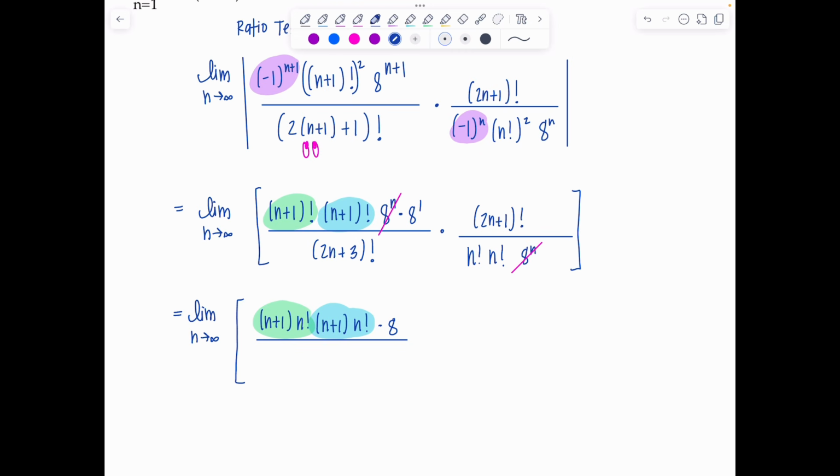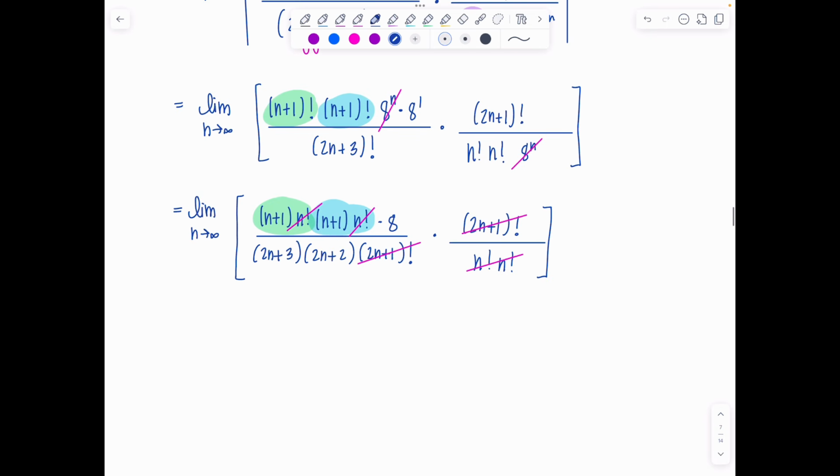Break down 2n plus 3 factorial. So it's 2n plus 3 times 2n plus 2. Stop here. Times 2n plus 1 factorial. Because I see the 2n plus 1 factorial on the other side there. And then n factorial, n factorial. Ready? It's cancel party time. I love it. n factorial, n factorial. Gone. Gone. Woohoo. What a party it was indeed.